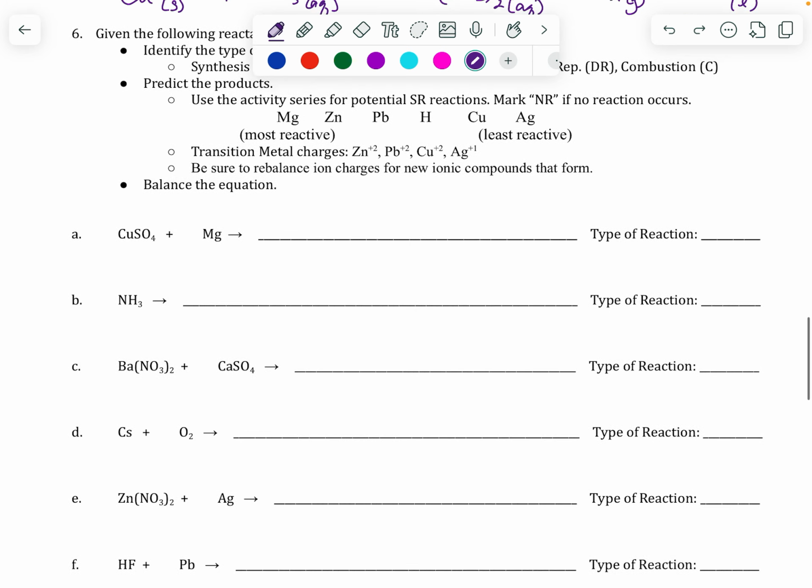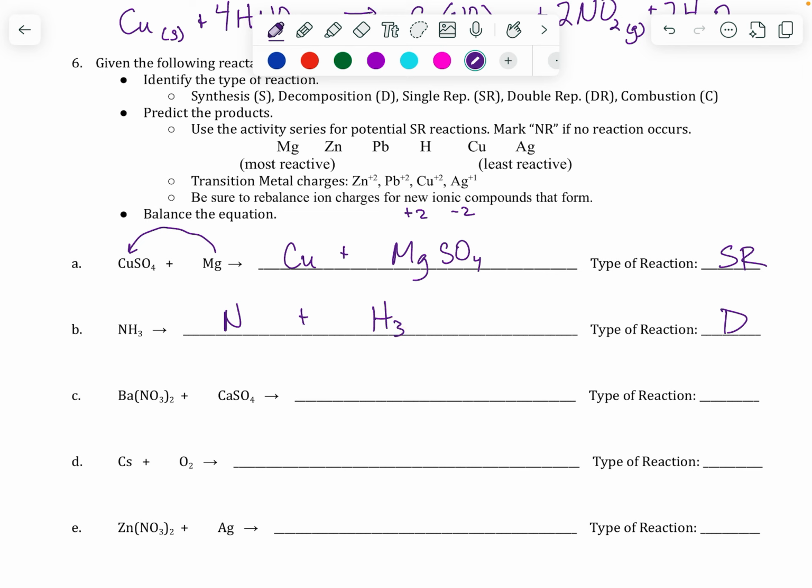Decomposition, next one, because I'm starting with one thing, therefore it will break down into its individual parts. You may be tempted to do this, but that is not correct, because when those elements are by themselves, they are diatomics, so they actually exist as partners, and that means that I need a 2 in front to make sure that the N's are balanced there, and then I will put a 3 here to make sure I get the 6 hydrogen.